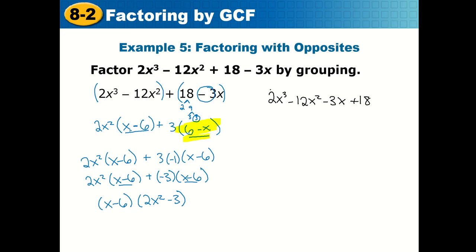Okay, see how I brought over the negative from the 3x? So then we can group it like this, okay? We can group it like that. So then we know that this is not going to change from over here. So 2x squared is going to be the greatest common factor, and x minus 6.